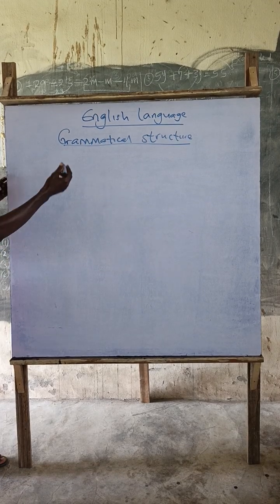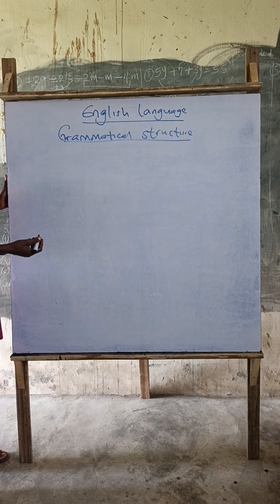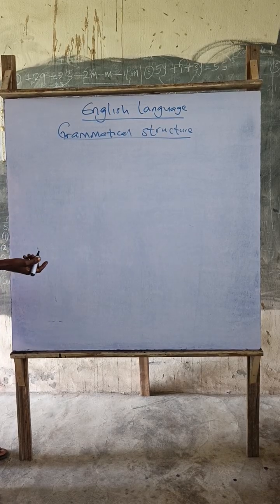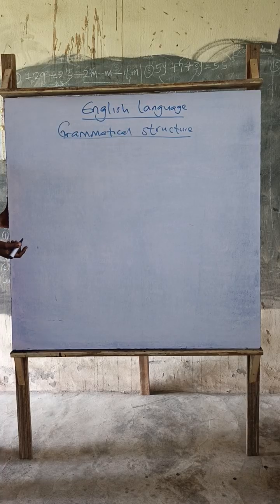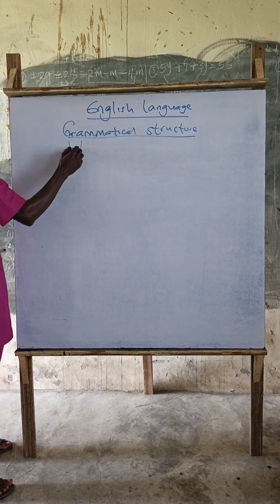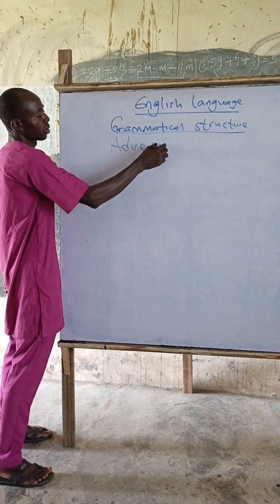Today we are looking at the shortest way to identify grammatical structure. In the previous classes we have looked at how to get the adjectival clause or relative clause. So today we are looking at the shortest way to identify adverbial clause or clauses.